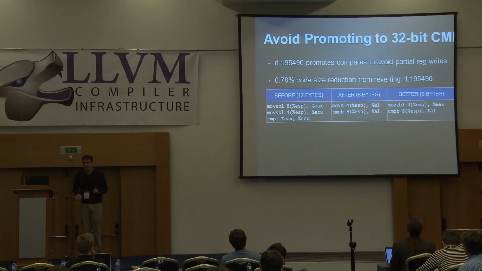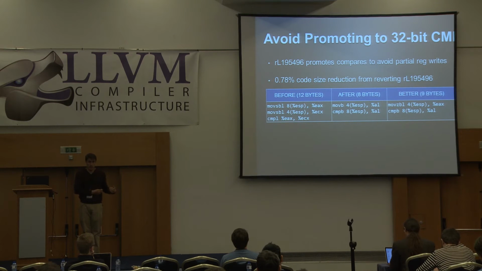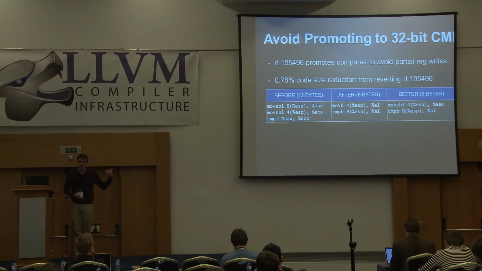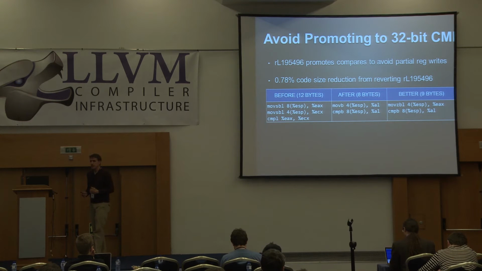Now, here's an example just to illustrate the effect. The code on the left is code that you get for a very simple signed char comparison with the current version of LLVM. What you have here is two 8 to 32-bit sign extending load instructions followed by a 32-bit comparison. If you revert the performance fix, you get the code in the middle. You can see it's much more compact, right? It's 8 bytes versus 12. And what it consists of is an 8-bit load into AL, followed by a fused compare memory with register.